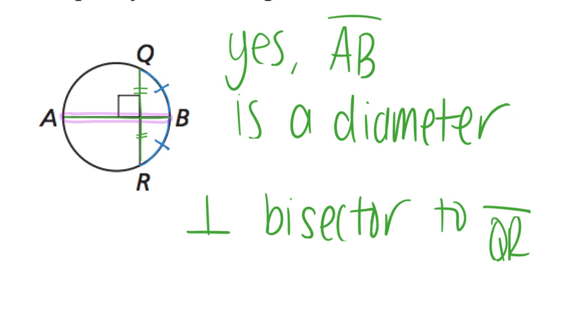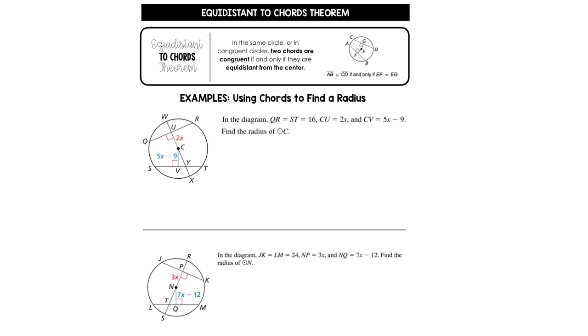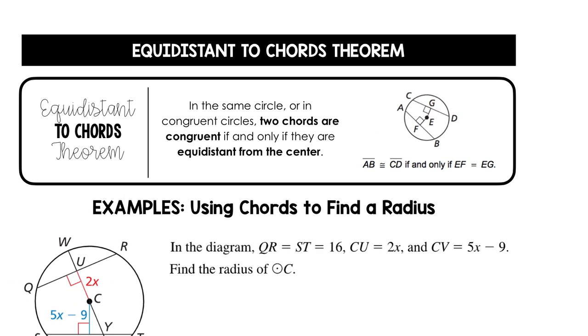Okay, so go ahead and turn the page when you're ready. We have one more theorem to learn about. Our last theorem in this section is the equidistant to chords theorem. And remember, the word equidistant just means equal distances. So it means the distances are the same.